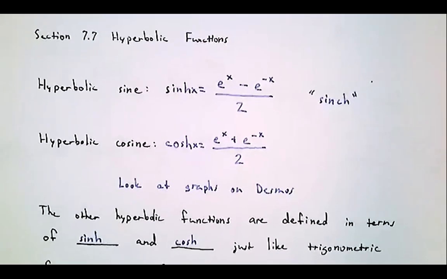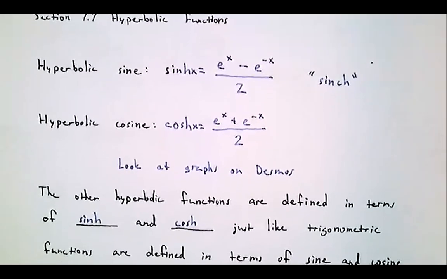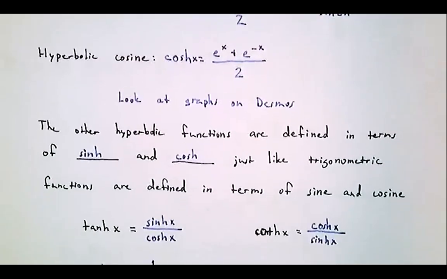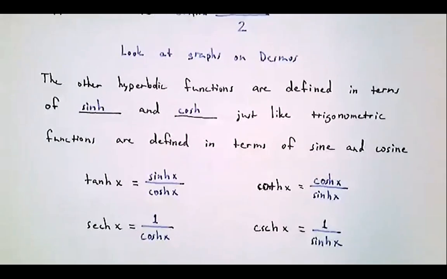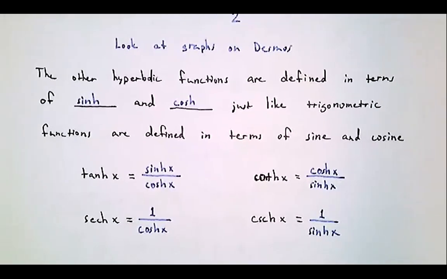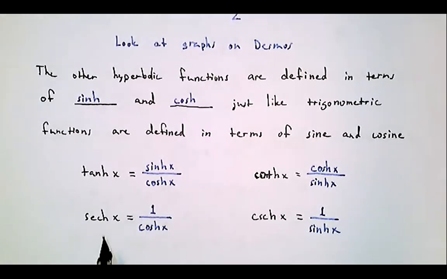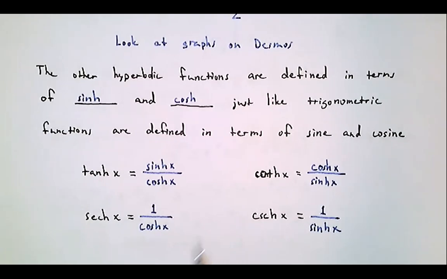But these do end up working quite similarly, as we saw in the derivatives last time, and also in the way that we define all of the other hyperbolic functions, like hyperbolic tangent is sinh over cosh, and hyperbolic secant is 1 over hyperbolic cosine. So all of these definitions work the same way that tangent is defined in terms of sine and cosine.